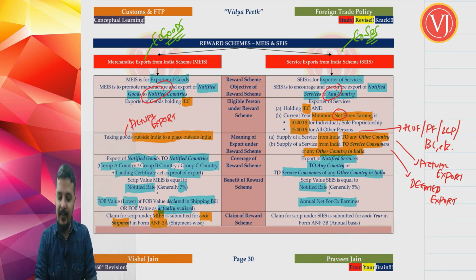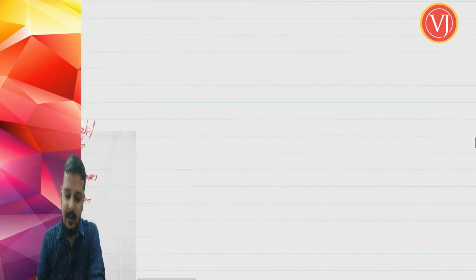And when you talk about your SEIS script, it is not submitted for each transaction. No, it is submitted after the year is over. At the end of each year, after the year is over, in a form called ANF 3B, annual basis. That is shipment basis, this is annual basis. So friends, these points you have to understand in a very, very simple manner.